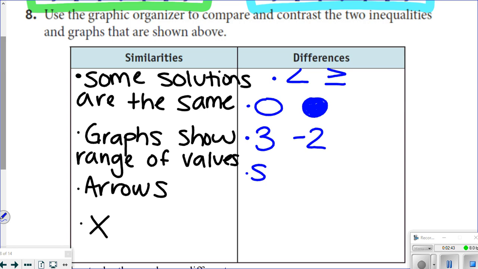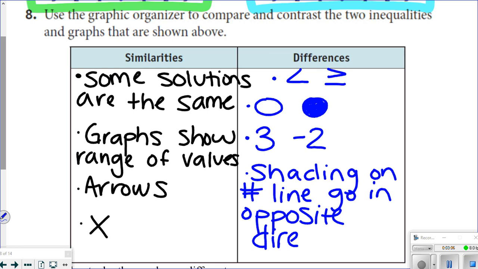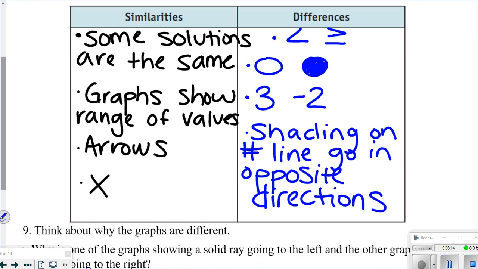Our shading, or our rays, on the number line go in opposite directions. So one shading goes to the left, the other shading goes to the right. Those are also called rays.